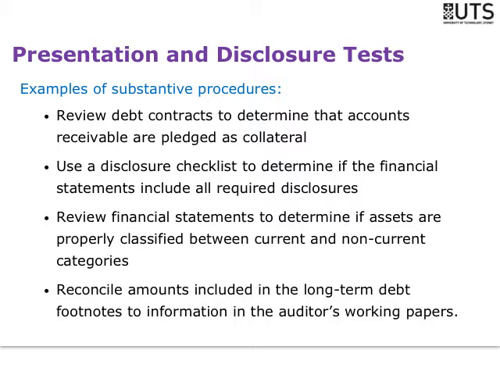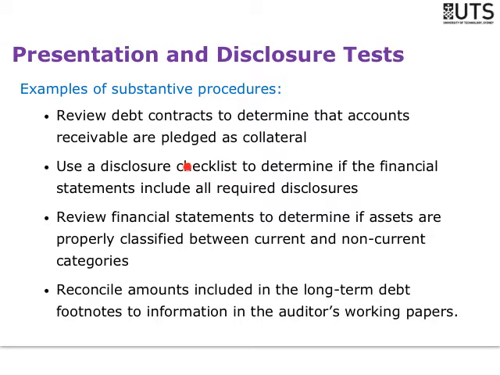Okay, so in presentation and disclosure tests, we want to provide evidence on each of the assertions as well. So if we review debt contracts to determine that accounts receivable are pledged as collateral, this would be an occurrence test for presentation and disclosure, because we want to make sure that the disclosures we've made in relation to accounts receivable being used as collateral on the debt contract has actually happened. So we want to make sure the debt contract reflects that.